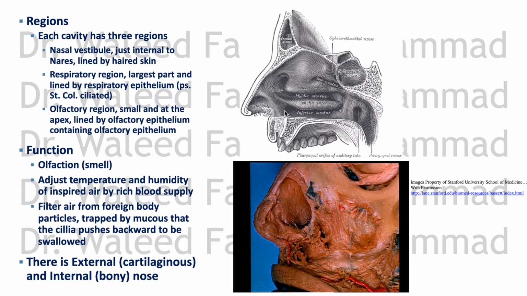If you want to classify or divide the nose, we have an external nose made of cartilage and an internal nose made of bone. So we have an external cartilaginous nose and an internal bony nose.